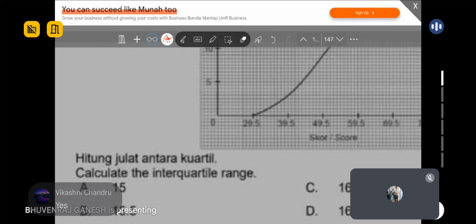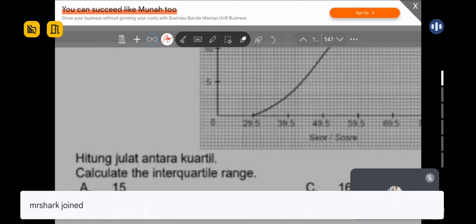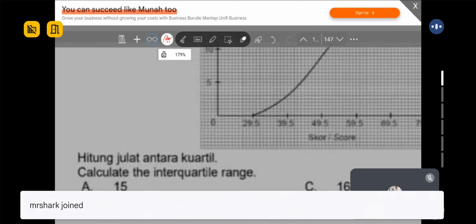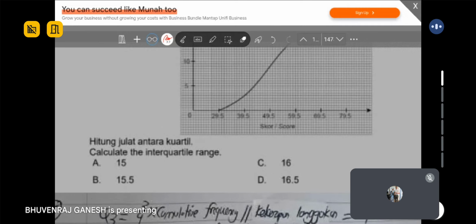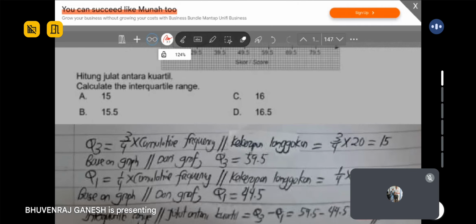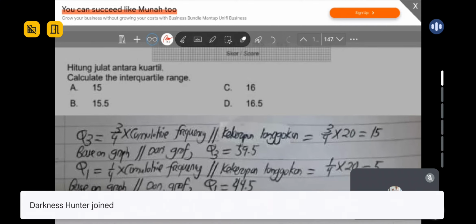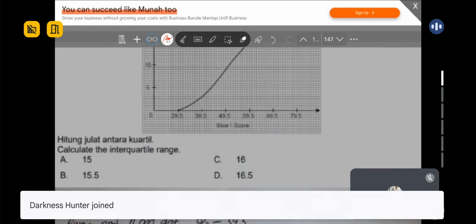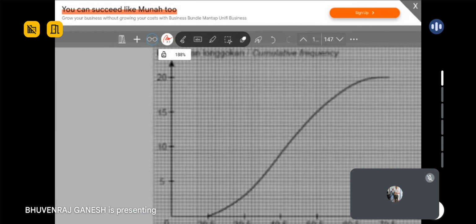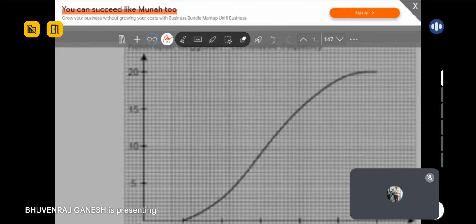Okay, guys. So the answer is A. Jawapan dia adalah A. Alright. So interquartile range is 15. Okay, so how to do, guys? First step, you must find Q3. Kamu kena cari Q3. So how to find Q3? Q3 is always 3 over 4 times cumulative frequency.